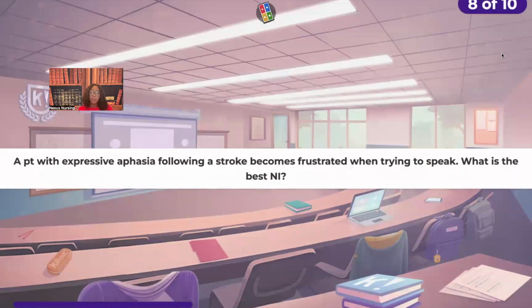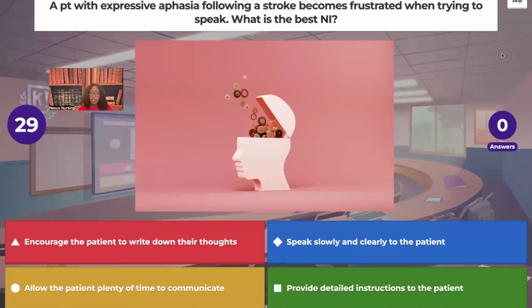A patient with expressive aphasia following a stroke becomes frustrated when trying to speak. What is the best nursing intervention? Would it be to encourage the patient to write down their thoughts? Would it be to speak slowly and clearly to the patient? Would it be to allow the patient plenty of time to communicate? Or would it be to provide detailed instructions to the patient? Again, your patient has expressive aphasia. Which nursing intervention would be most appropriate?